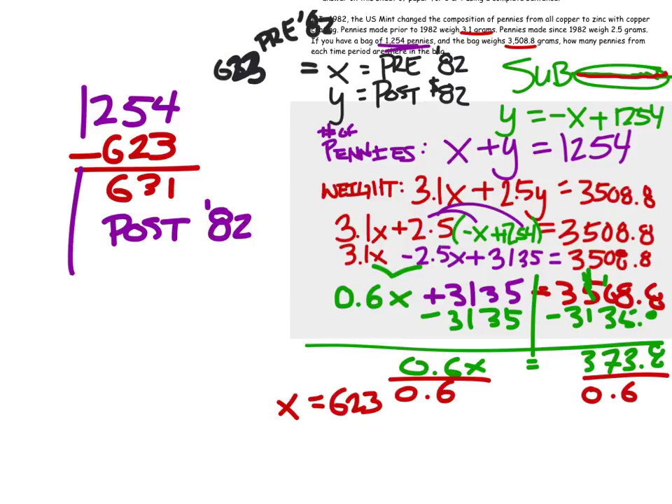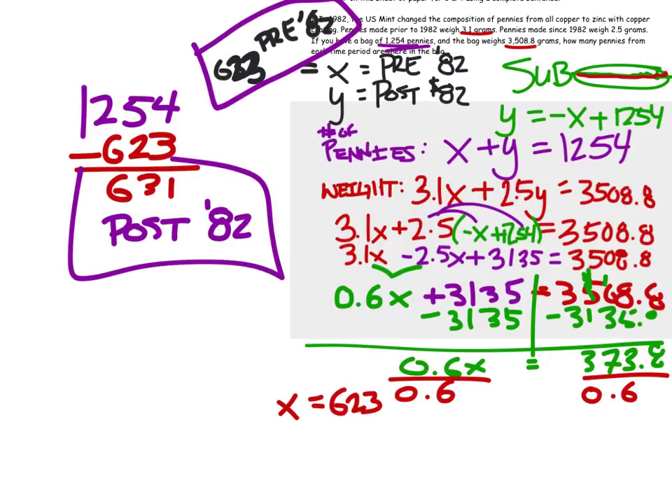Now here's the problem, though. We got two answers, and that's good. The problem is that by this time your brain's exploded or imploded, either way, and you're kind of tired and exhausted. But on a test, if that's where you stopped, you're gambling, okay? If you come back here to the two equations that we started with, you put x in as our pre-82s, that was 623, and then the y you'll replace with 631, and you just make sure it's a true statement, that's all.